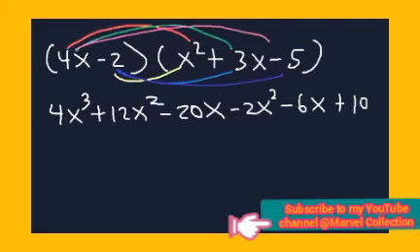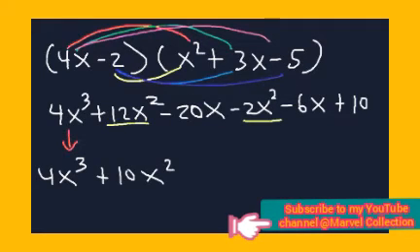So let me just double check and make sure that I didn't make any mistakes. I believe everything is good. Now let's go ahead and combine like terms. It's always good to double check your work. So this term is one of a kind, so let's simply rewrite it. These two are like terms. 12 minus 2 is 10. And these two are like terms. Negative 20 minus 6 is negative 26x plus 10.